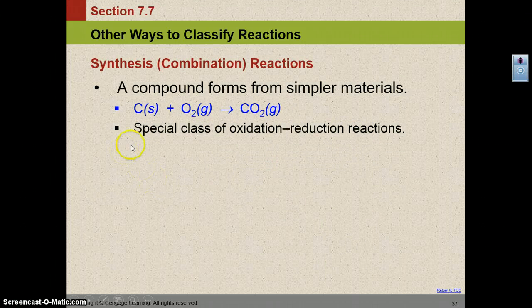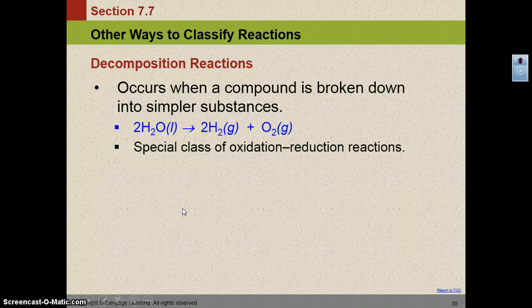Synthesis is just putting two single things together and coming up with a compound. This is also a redox reaction. Decomposition is the opposite of synthesis. This is when you have one compound broken down into its elemental substances. That's also a redox reaction.